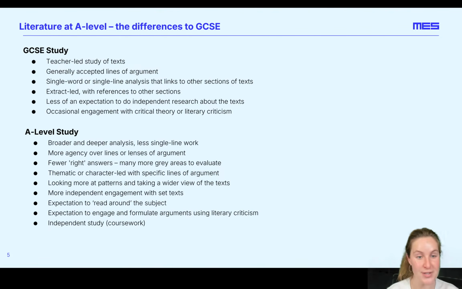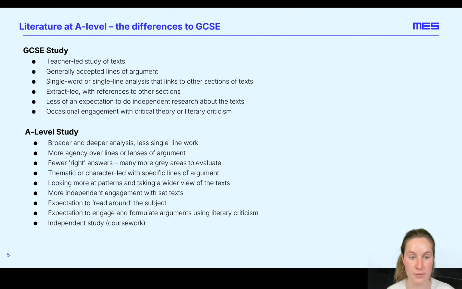And though quotations are still absolutely necessary to talk about in A-level study, you don't just spend your time talking about one quotation. Instead, you draw quotations together into a pattern, and then you talk about the pattern and how that pattern develops across the text. There's also usually in GCSE an extract, or for example, in the case of your modern drama, there's a choice of questions.